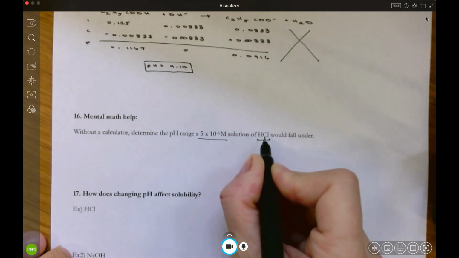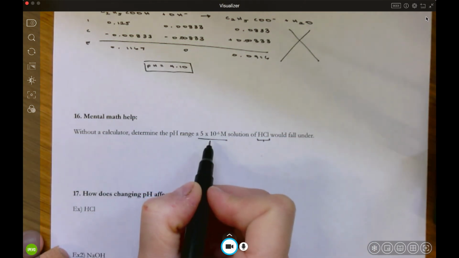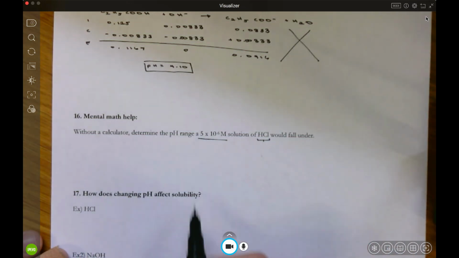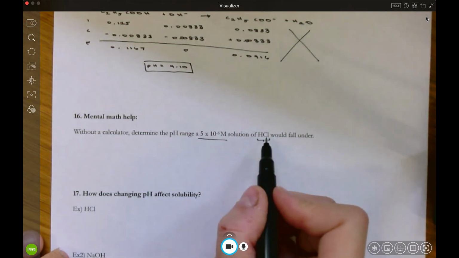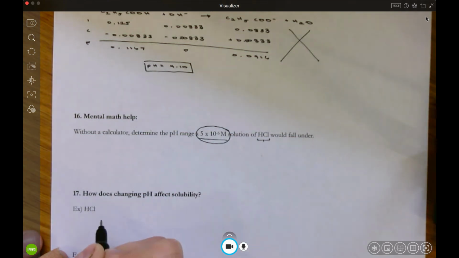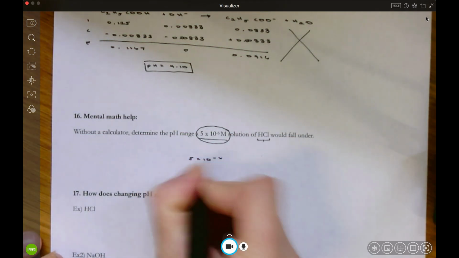If this were not a strong acid, if this were a weak acid, you would have to create an ICE chart. This would be your initial concentration. Then you'd subtract X, add X, add X, and figure it out numerically. You'd actually have to calculate it out with a calculator. But because you have a strong acid, I know all of this is going to dissociate. Okay? So since all of it dissociates, this is going to be the concentration of H plus in solution.